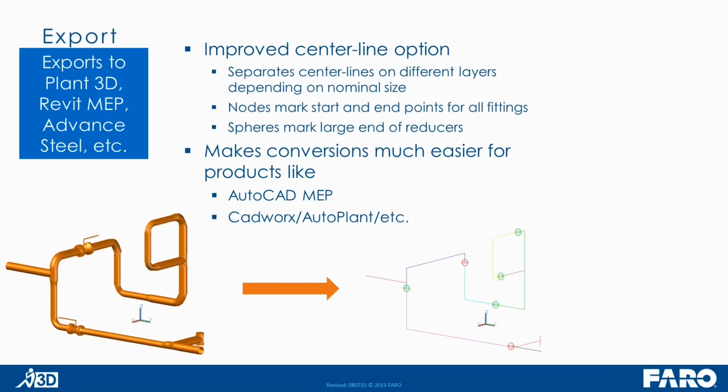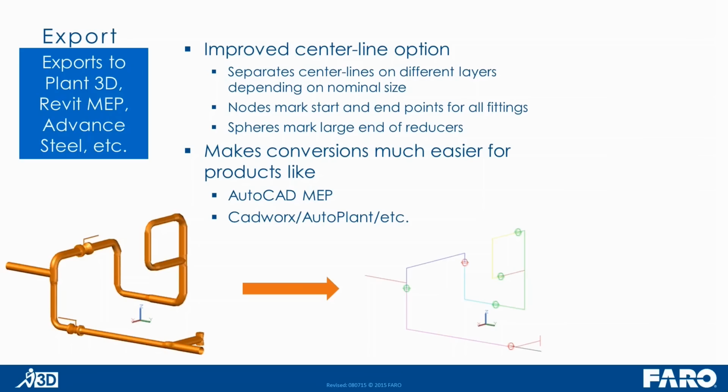So what we've done now is we still place nodes for all the fittings, but then we place spheres to mark the ends of the reducers, the large ends. We also separate all of your center lines on their own layer denominated by their nominal size. So you'll have a layer that says nominal size 8-inch, nominal size 6-inch. And for example, if you're using CADWorks, the workflow I use is to use their router line feature, and you just turn on the layer going from smallest to largest.